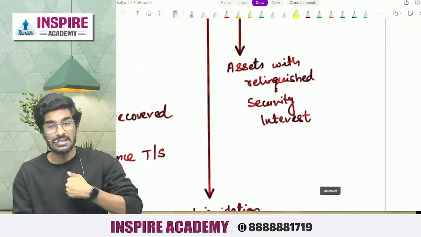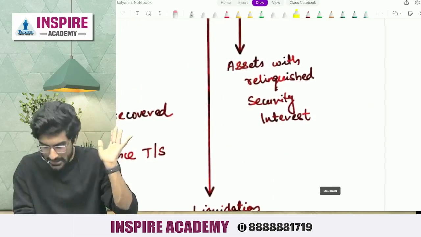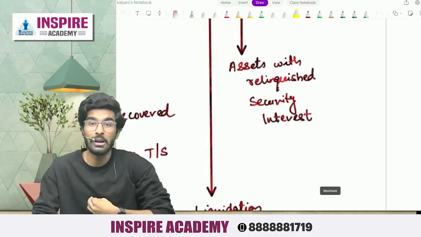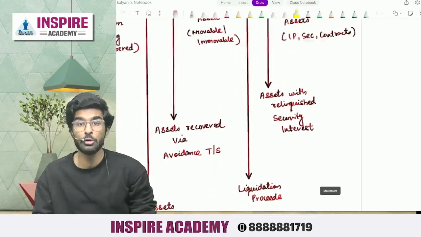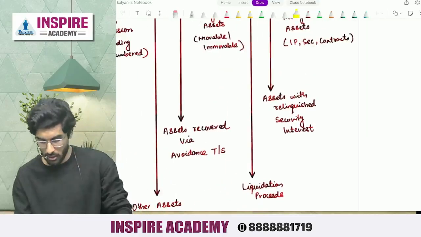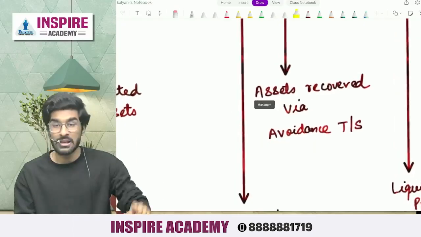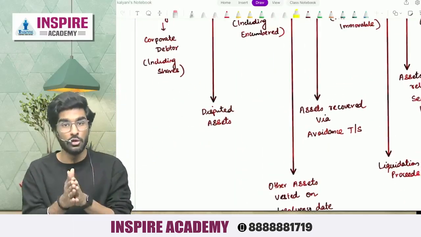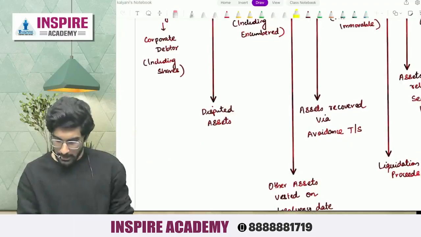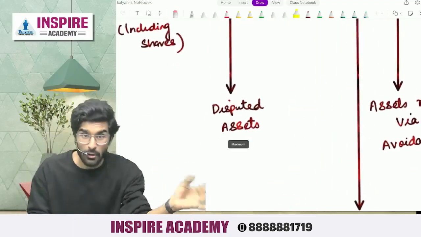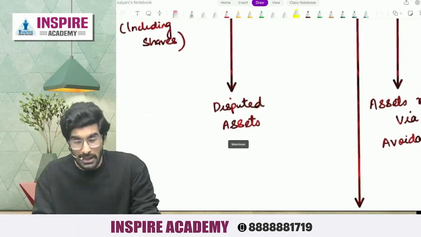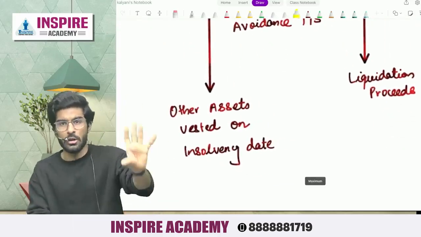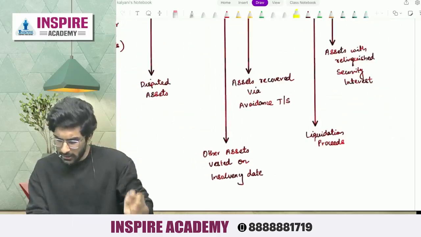Next is assets with relinquished security interest. Remember, relinquished security interest, where the creditor has chosen to become a bigger person. Yes or no? Next is assets recovered via avoidance transactions, those transactions which you should avoid. Next, disputed assets will also be taken into the liquidation estate. And last is other assets vested on the insolvency date.